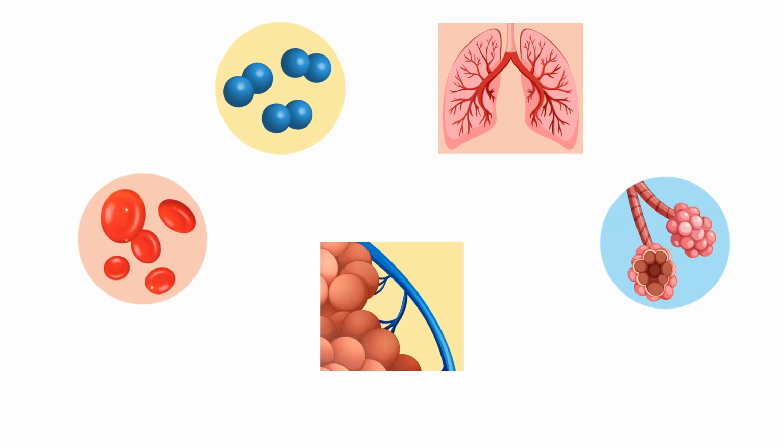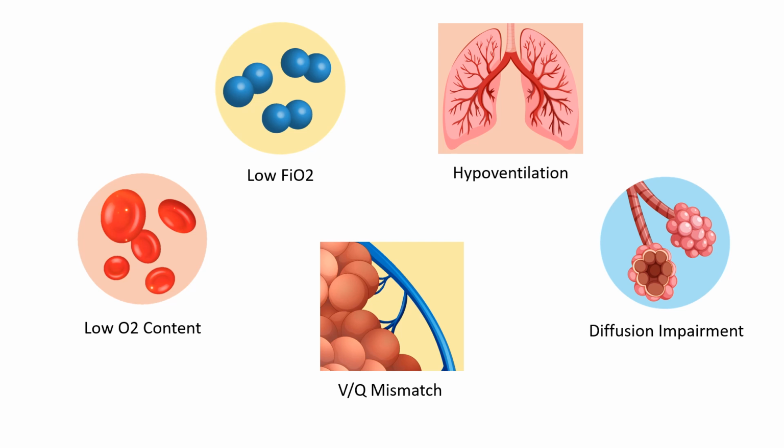If you follow the path of oxygen and carbon dioxide through your body, you'll find there are 5 areas where things can go wrong. You could have low FiO2, hypoventilation, a diffusion impairment, a VQ mismatch, or low oxygen content in your blood.